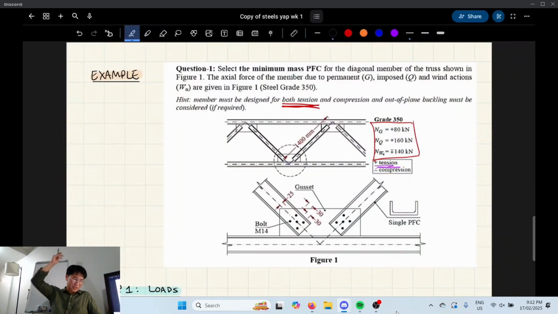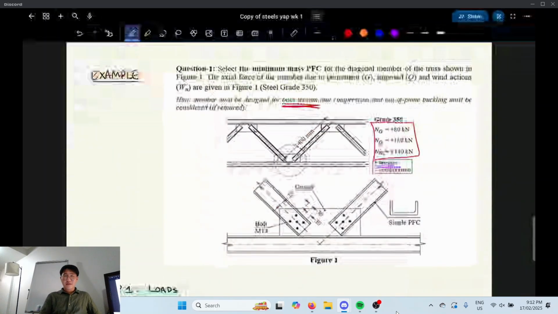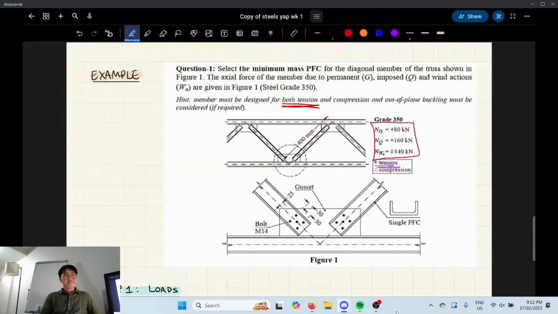Okay, but what does the question mean? What is the question asking us to do? It's asking us to select the minimum mass PFC for the diagonal member of the truss shown in Figure 1. So it's basically telling you to design the truss with the dimensions that would hold that load. Yes. So what's PFC? That's a trick question. You haven't seen it yet.